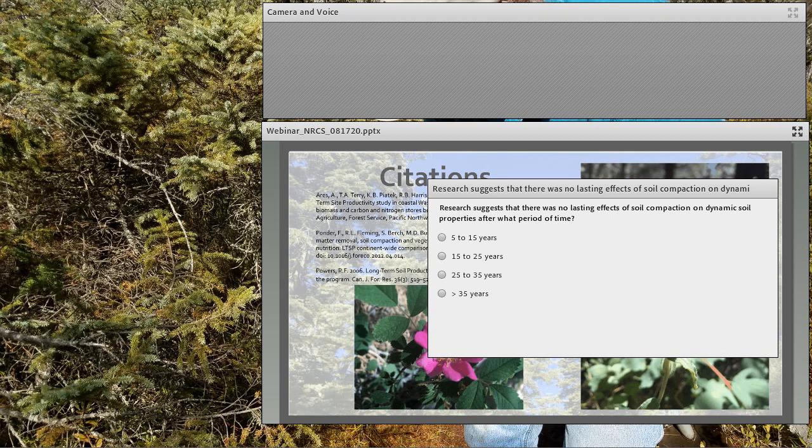All right, well, the numbers seem to have settled down, so I'm going to end the poll and broadcast the results. Jordy, you want to go over the answers? Yeah, you guys did great with 42% saying 15 to 25 years, which was the span of the ages of the LTSP locations that we studied. So good job.